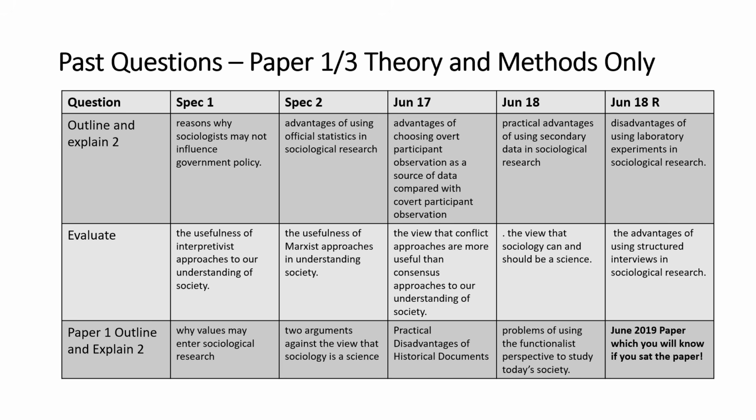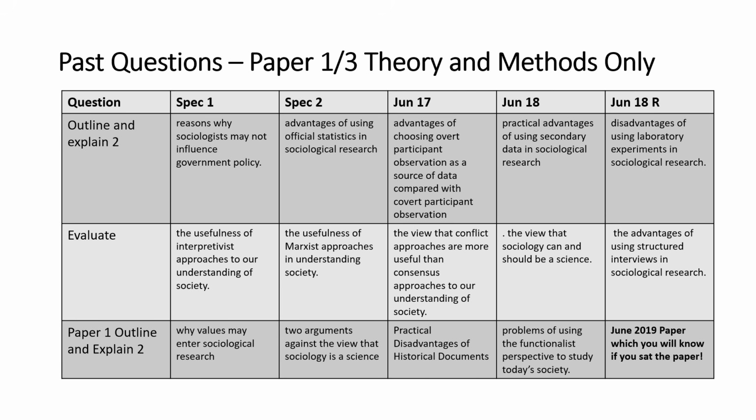On this first paper, evaluate the view that conflict approaches are more useful than consensus approaches to our understanding of society. This is why I think you might get something like structural versus social action, because of this idea of understanding a society, and particularly understanding contemporary society, which you see on June 18's question 6 from paper 1. Because I think it's quite a nice one. It's the idea that feminism and Marxism are more useful to understanding society than functionalism.